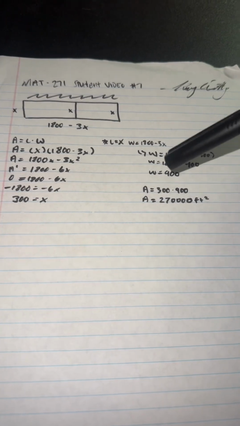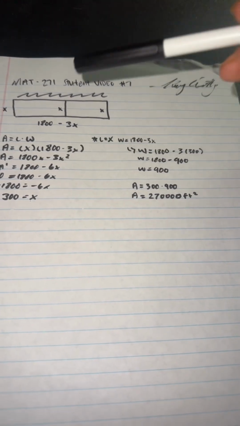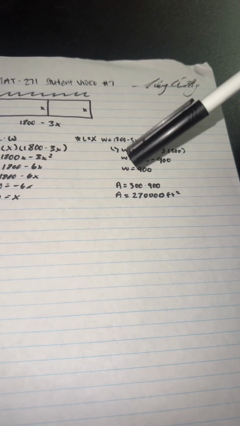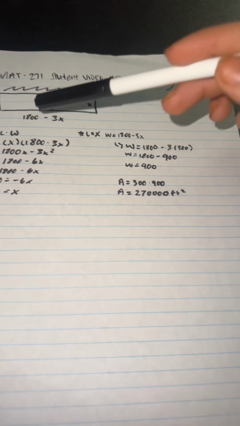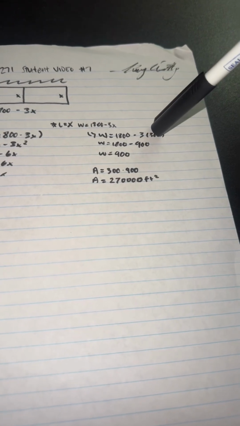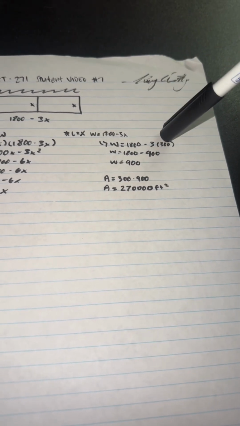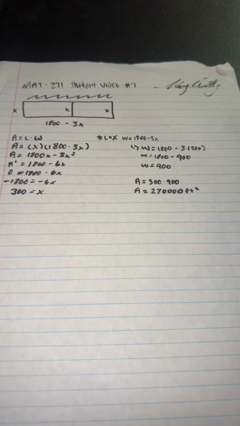And so you're going to take your x, which is your length, and then take your w, which is 900, plug it back into that original area formula. 300 times 900 gives you 270,000 square feet, which is what we were trying to find, the maximum area, basically, of the fencing that's available.